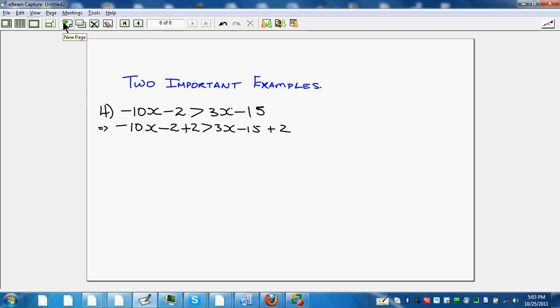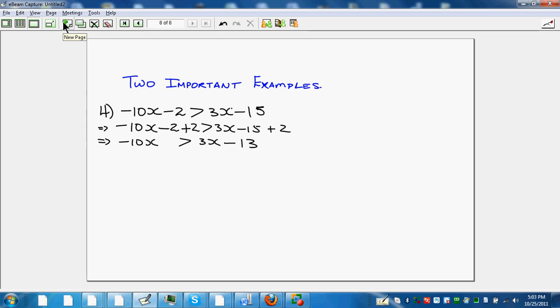So what happens then is we get minus 10x is greater than 3x minus 13.